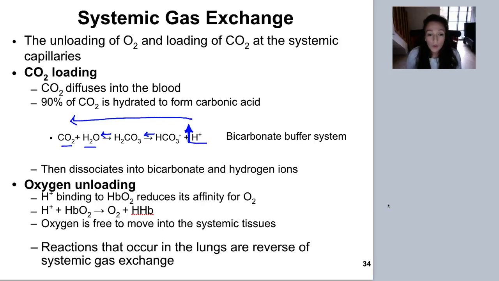Okay, so what I want you to do to practice this is I want you to practice writing out this equation, because I do want you to memorize it, and then practice saying, okay, let's say we have high concentrations of water.